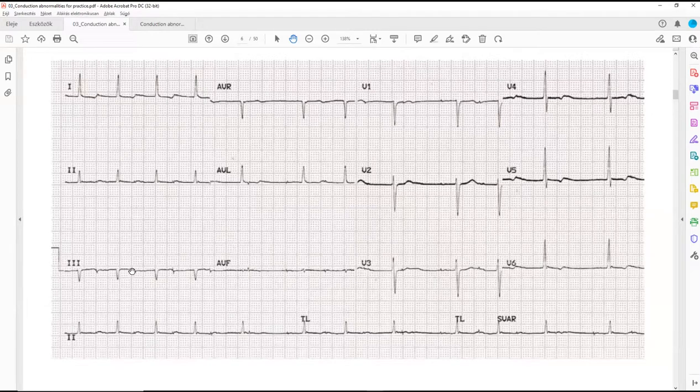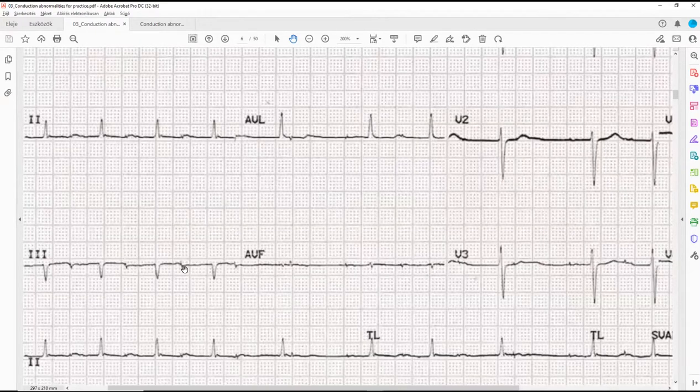If you get closer, you can see that there are some very weird bits. It looks like a spike. Is that a P? No, that's a spike. That's an atrial pacemaker. Okay, that's the problem.